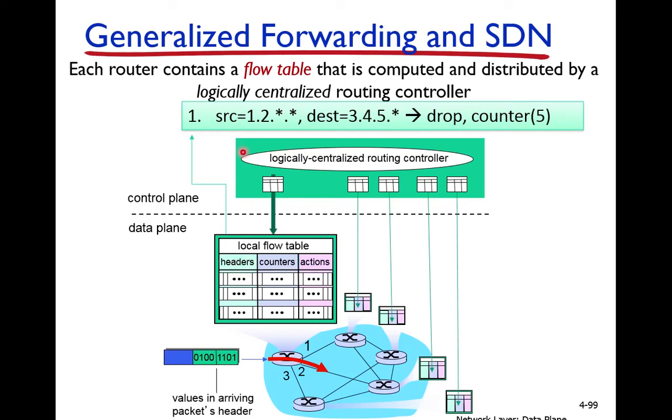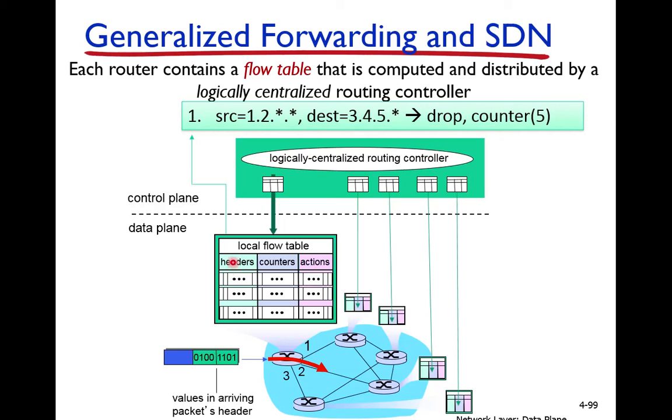For example, if a packet arrives with the source address 12 and the destination address 354, this is the header, this is called pattern. And if a packet arrives, this is an entry, this is called header. So if a packet arrives with the source IP address 12 and destination 345, then the packet should be dropped. This is the action.